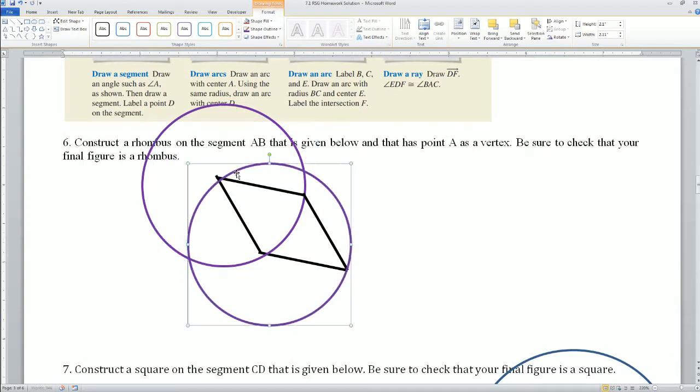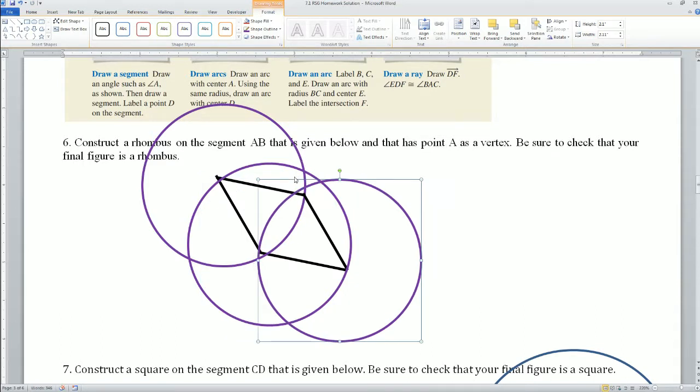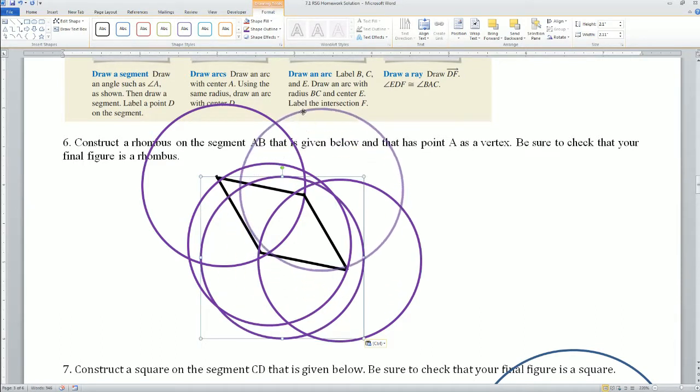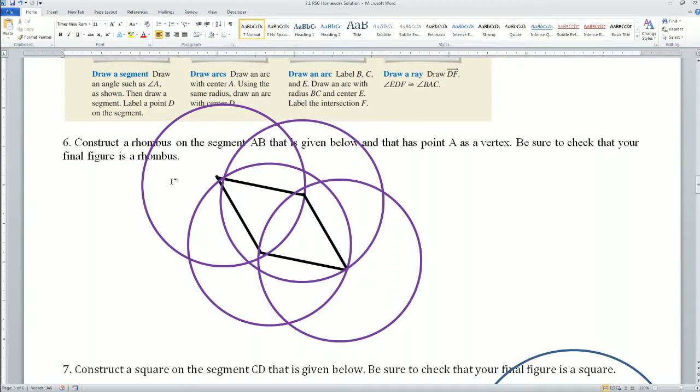Then that would be that circle for that radius. That circle for that radius. And that circle for that radius. So, hold on, let's see. There's supposed to be 4. 1, 2, 3, 4. Here, let me color code it for you.